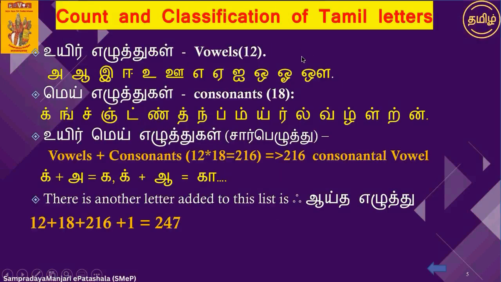So what else we have seen in the first few classes is the count. Vowels are uyirezhuththukkal, 12 in numbers. மெய்யெழுத்துக்கள் are 18 in numbers. ஓகே, மெய்யெழுத்துக்கள் slowly you will be able to read as we complete the letters. உயிர் மெய்யெழுத்துக்கள் consonantal vowel அப்படிங்கிறது, that's what I said, the dependent letter means it either inherits the structure or the sound, right? So that is உயிர் மெய்யெழுத்துக்கள். These are the basic count, I mean categories and the count of respective categories.